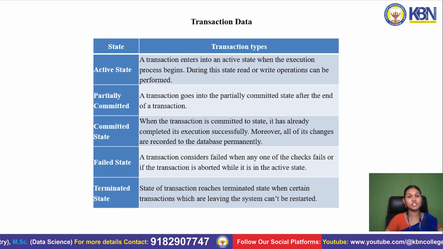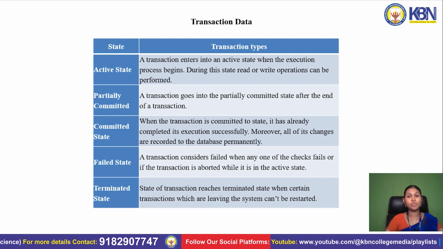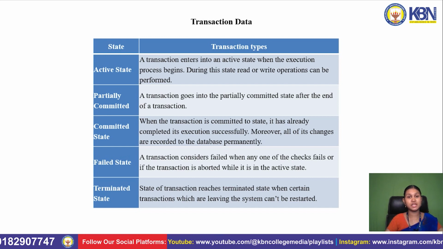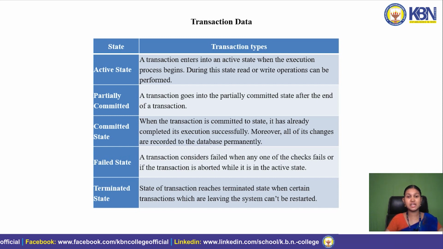Next one, partially committed. A transaction goes into partially committed state after the end of the transaction. Next one, committed state. The transaction is in committed state when it has already completed its execution successfully and its changes are recorded to the database permanently. Next, failed state. This state occurs if the transaction fails or is aborted. It means it is not an active state transaction. Next one, terminate state. These are transactions that are leaving the system and cannot be restarted.